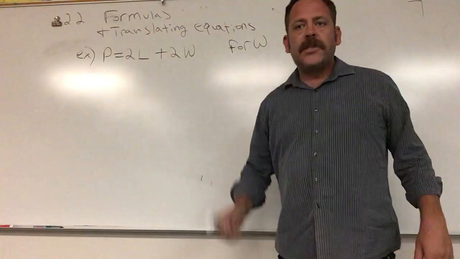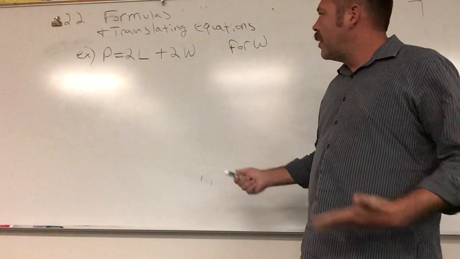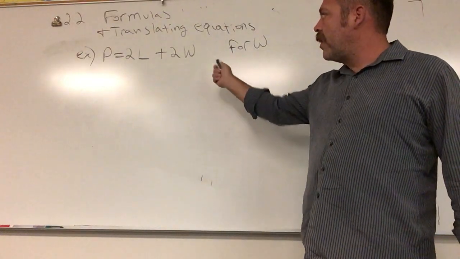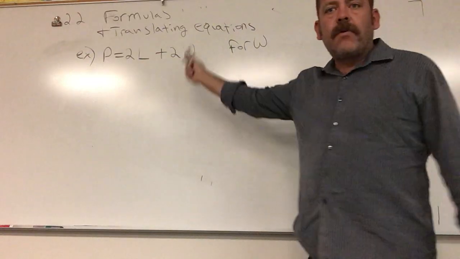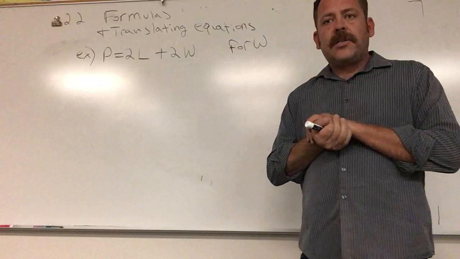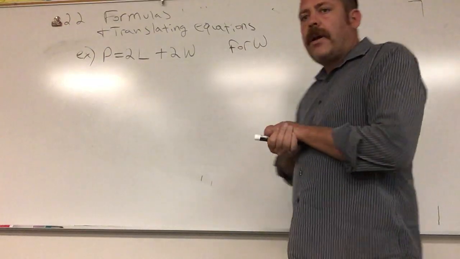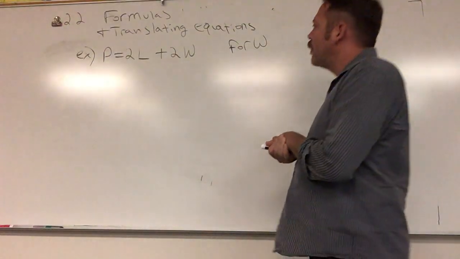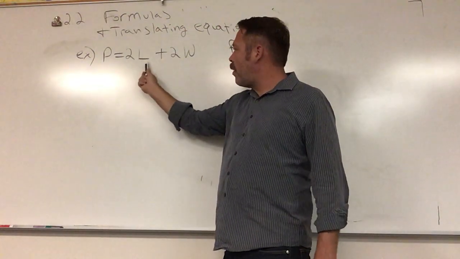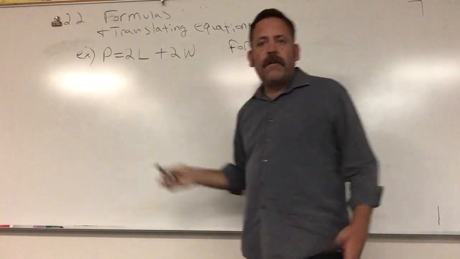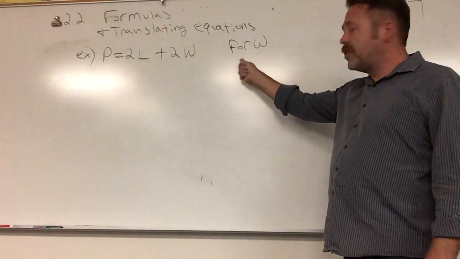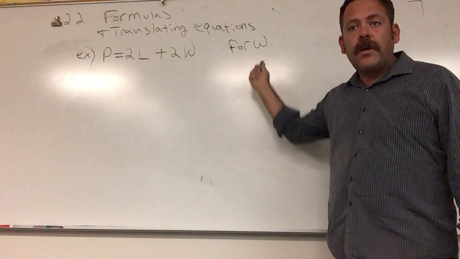2.2, today's target learning goal is to be able to solve for variables with multiple variables in the equation. They come up in formulas, and we're also going to learn to translate equations in the second part. What you see here is an equation, P equals 2L plus 2W. We've got multiple variables, and it's asking us to solve specifically for the variable W.